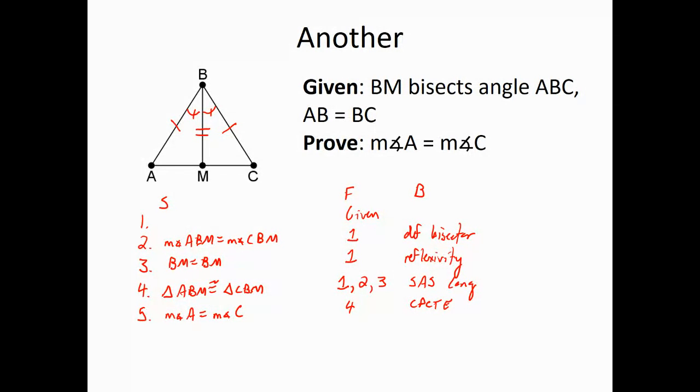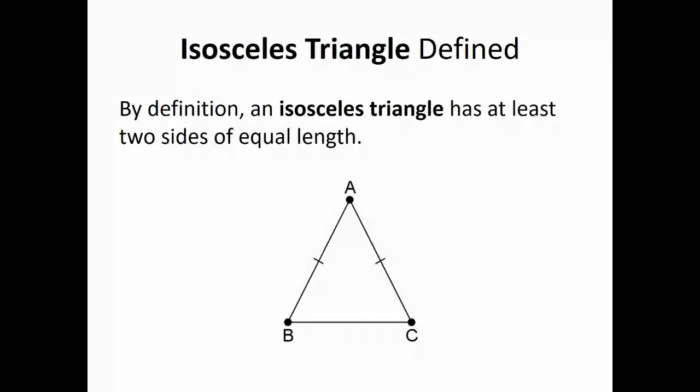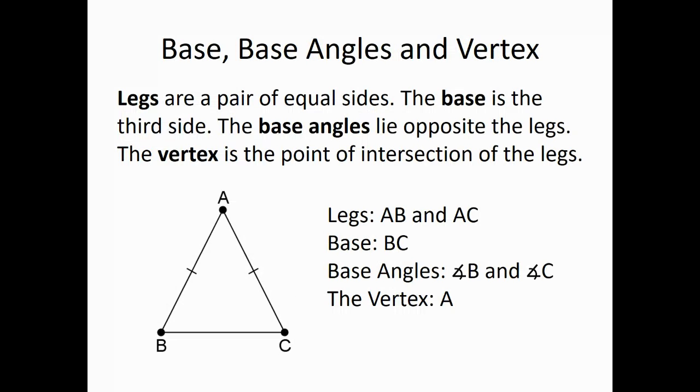then we use CPCTE. Okay, so now let's talk about isosceles triangles. The conclusion that we draw about them, the theorem that we prove, will ultimately come to us from SAS. Okay, so first of all, the definition. An isosceles triangle has at least two sides of equal length. Do focus on that at least two. One way to have at least two, of course, is to have two. Another way to have at least two is to have three.